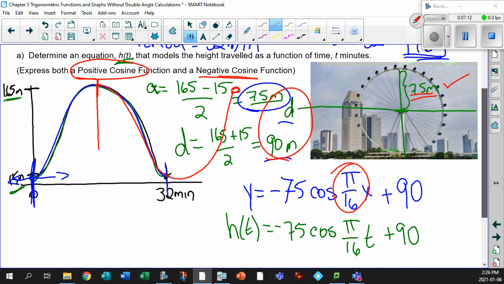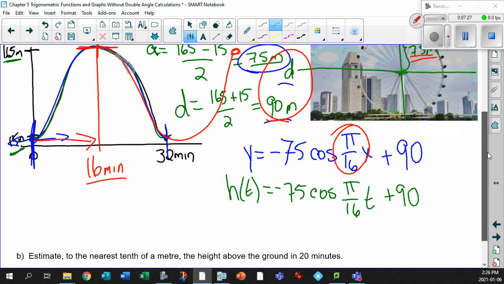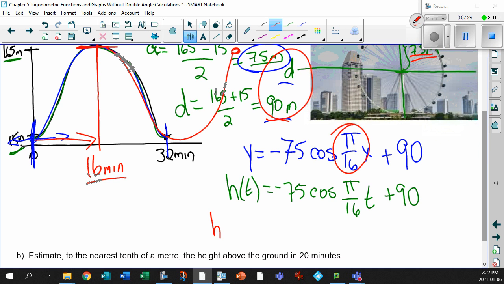But what is this point? Well, it's halfway through your ride. It's the highest point, isn't it? Halfway through the ride is at 16 minutes. So guess what? You're going to shift this graph to the 16-minute mark. Oh, what does that mean? Real easy. What that means is just this. You're going to go h of t.